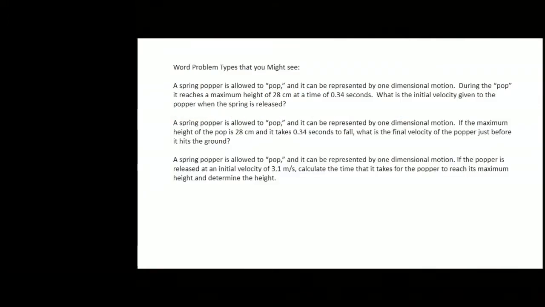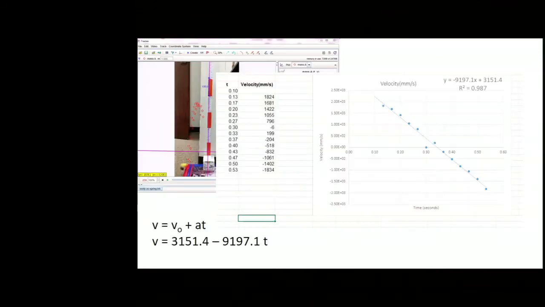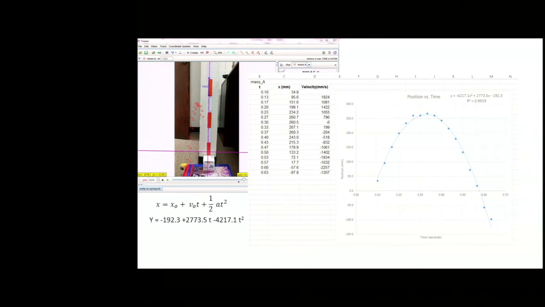So types of word problems, people would always ask me, well, what type of word problems might I see? Well, these would be the types of word problems that you might see related to that kind of information. So those of you who are pulling your lab reports together, this is exactly what you guys did for free fall. You had a velocity versus time plot that you could read gravity off of, and some of you have your parabolic fit.